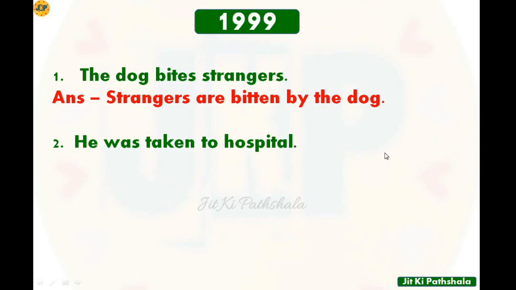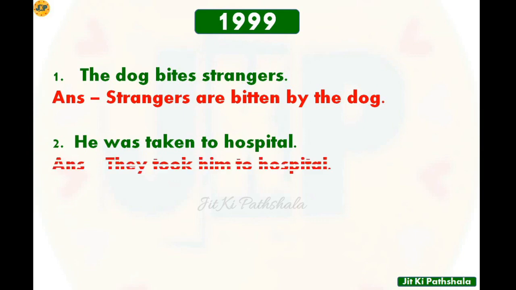Number 2, he was taken to hospital. So this is in past indefinite form and it is in passive voice. Here the subject is hidden. So he was taken to hospital. So someone has taken someone. It can be someone, it can be somebody, or it can be they. So in case the subject is missed out, you can write someone or somebody, or even you can mention they. So the answer here will be, they took him to hospital. Or if you write someone took him to hospital, that is also correct.